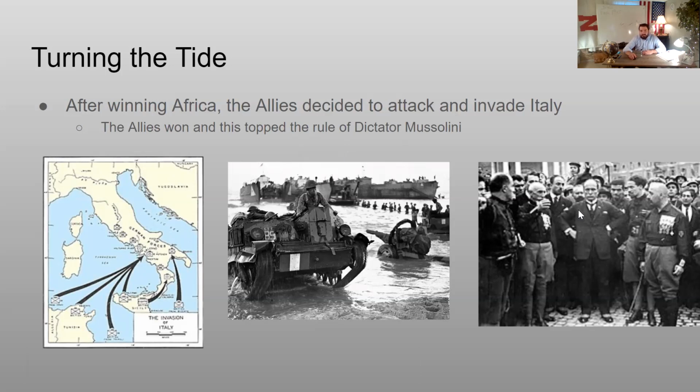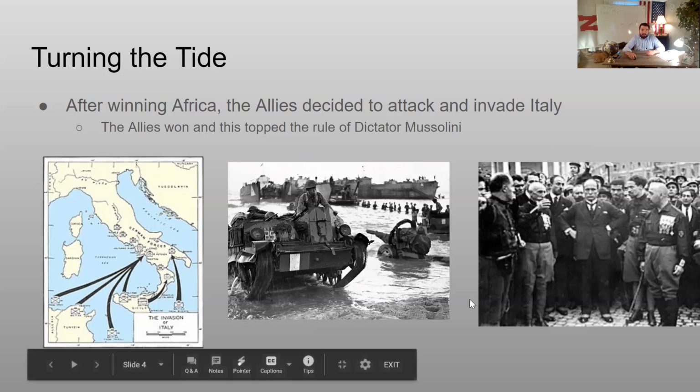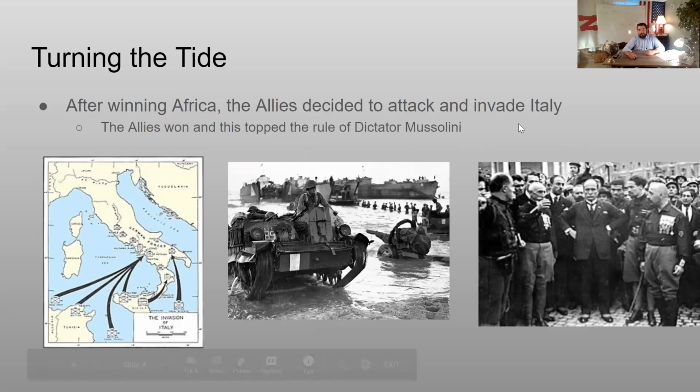Remember we talked about how this bald-headed dude, Mussolini, was the leader of Italy. He was a fascist. He aligned himself with Hitler. Italy was an Axis power at the time. They weren't incredibly strong, but they were there and they were active. And the United States stepped in, and so did Great Britain, and they attack from the south and they take over Italy. So this is the beginning of the tide starting to turn, right?